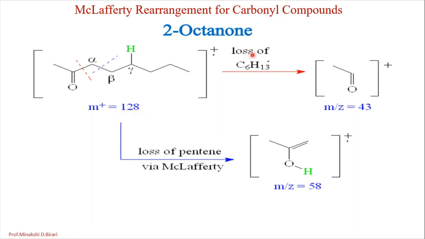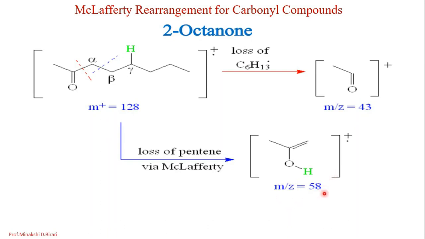Then further there is a loss of this fragment C6H13, and there is a formation of a new species which can show the peak at mass to charge ratio 43. Again, if we consider this cleavage, we get the peak at m/z ratio 43. But if we consider the McLafferty rearrangement, that is the transfer of this gamma hydrogen, then the formation of enol radical cation can show a peak at mass to charge ratio 58.